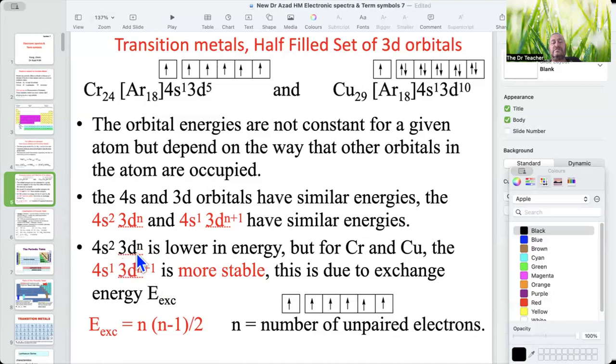So 4s2 3dn is usually lower in energy, but for chromium and copper, the other electron configuration is more stable due to exchange energy. There is an equation saying the exchange energy equals n times (n plus or minus 1), divided by 2, where n here is the number of unpaired electrons.